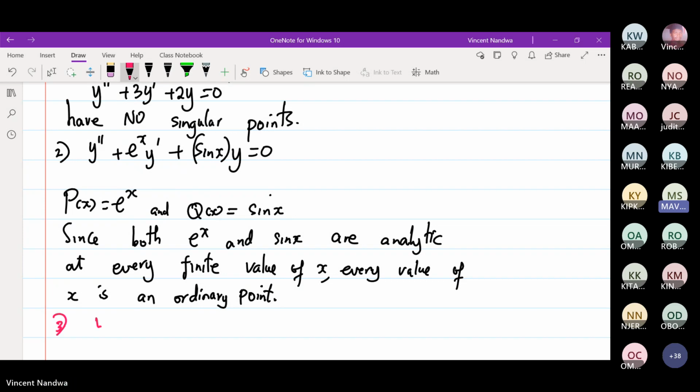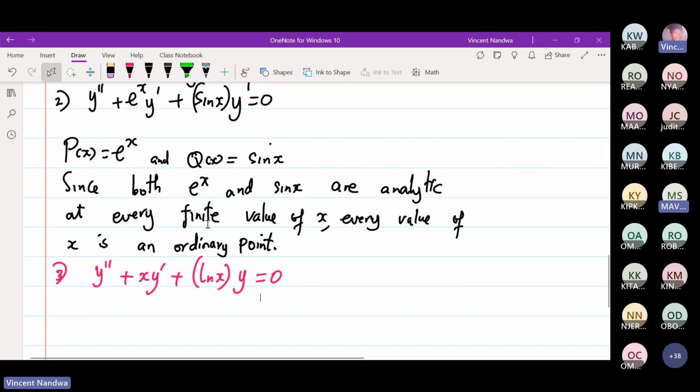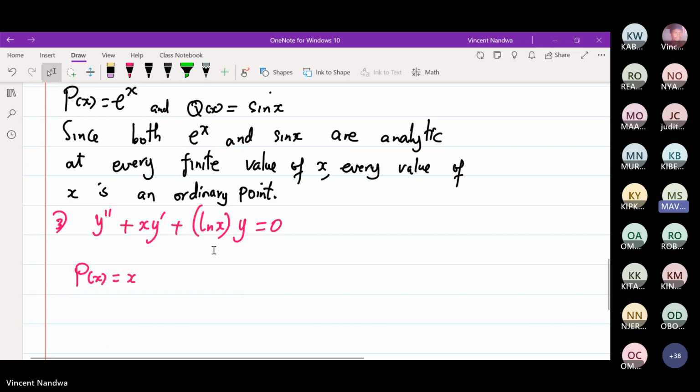Now, number three, if I have the next set of differential equation, the first thing we have to do is identify p of x and q of x. So p of x in this case is x, and q of x is given by ln of x. So the question is: is x equals 0 an ordinary point?